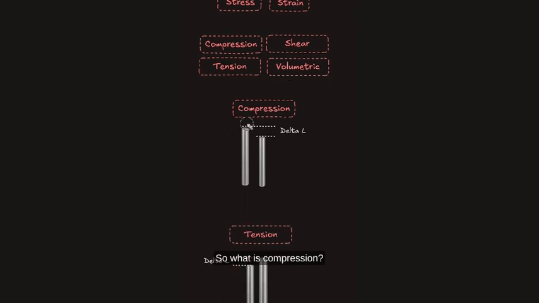So what is compression? Imagine that you have a steel rod like this. This is its original length. Now imagine I'm going to press it on both sides, at the top as well as the bottom. What's going to happen? Its length is going to change. Now obviously it's going to get a bit thicker, but we'll ignore that for now. So its length changes by delta L. Now remember, this is very, very important.